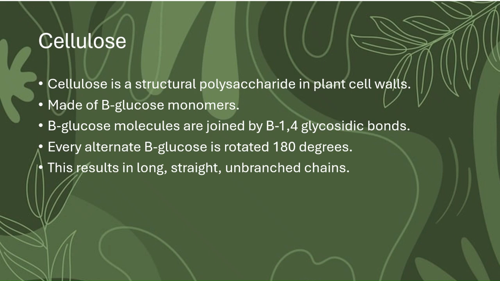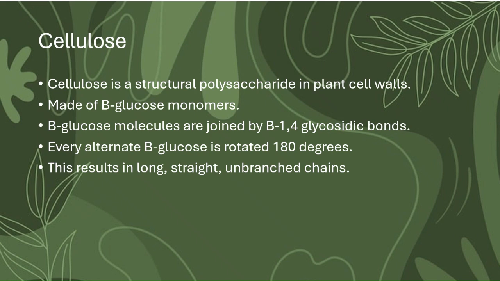And remember to distinguish between the glycosidic bonds if you're asked to differentiate between starch and cellulose. Starch always has alpha 1 to 4 glycosidic bonds, or alpha 1 to 6 glycosidic bonds, depending on what you're talking about, amylose or amylopectin. Cellulose always has beta 1 to 4 glycosidic bonds.